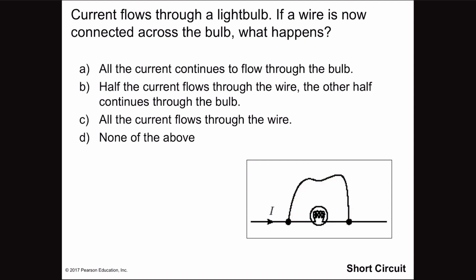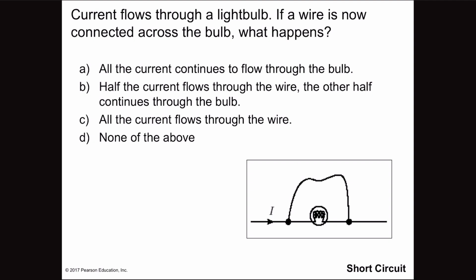And if we think about it a little further, this is basically like a 0 ohm resistor, which means there's no resistance to it. As much current can flow through there as I want. So all the current basically is going to say, hey, I'm going to take this path of least resistance, and all of the current is going to go through that little shorted jumper wire, and the light bulb will then turn off.